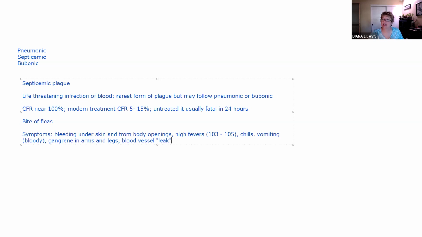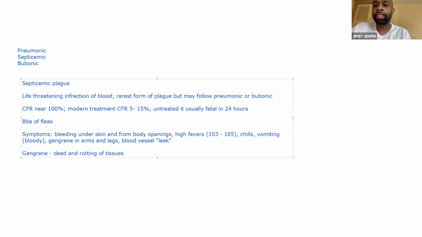So gangrene, I've seen that before. Is that basically just necrosis, like of the tissues? That's exactly what it is. Gangrene is death and rotting of tissues. And that's because the blood vessels are bleeding and not getting the blood to the tissue? Exactly, Jerry. The blood vessels are not working right. The blood is not getting to those extremities like your feet and your hands, and so the tissues there are just starving to death.